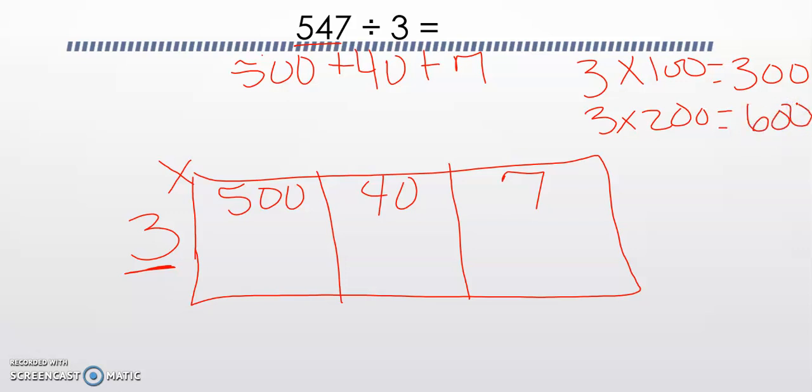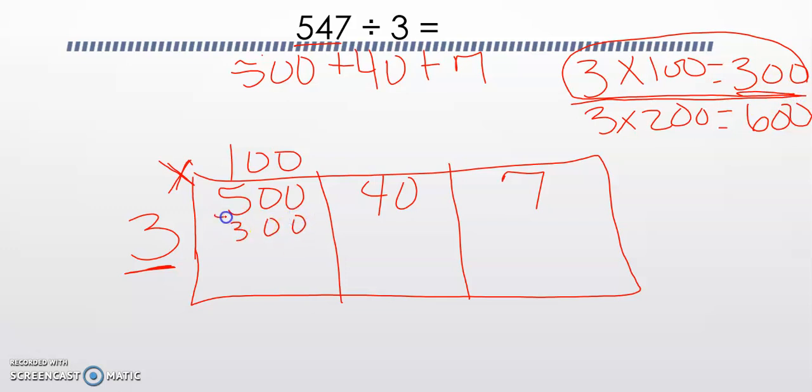Okay, 3 times 200 gives me 600. So the closest without going over would be 3 times 100. So whatever I'm multiplying by goes on top. My product goes inside the box, and I'm ready to subtract. 0, 0, and 2. Whatever's left, add it to the next box.